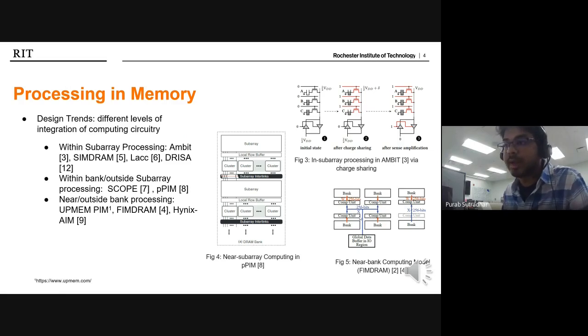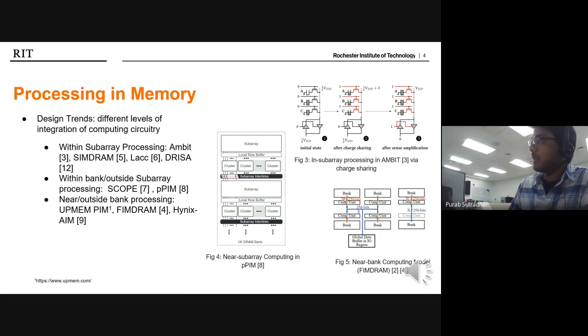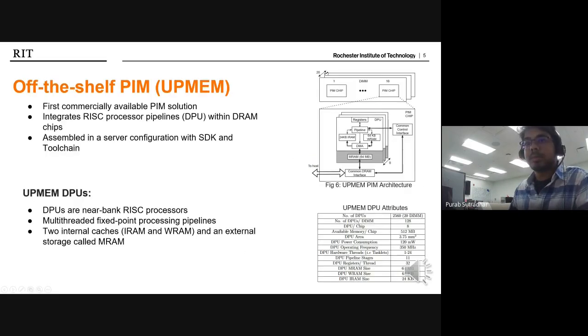This is called near bank processing, and the UPMEM PIM falls into this specific category. Now, the benefit of this approach is that since the processor is located outside the bank, you have no limitation on the dimensional design of the processor. You can make it large, small, and adapt it to various kinds of applications.